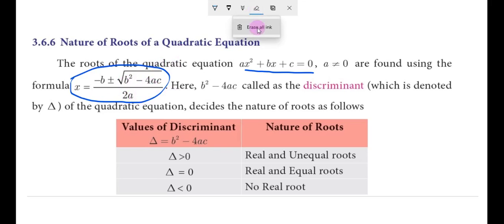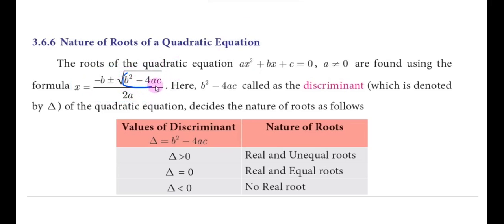Look, here the inside term, b square minus 4ac, is called the discriminant. Discriminant means a variation, a difference. What are the differences? Because everyone has a different nature, this b square minus 4ac also tells the nature of the quadratic equation. Okay, let us see now. This b square minus 4ac, this discriminant, we may take it as del. Understood? Del equal to b square minus 4ac.